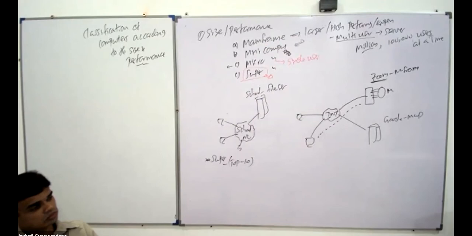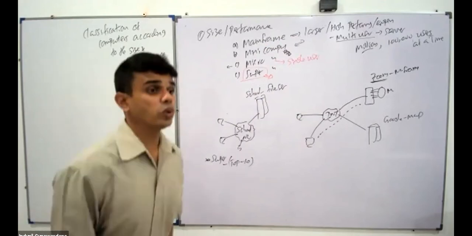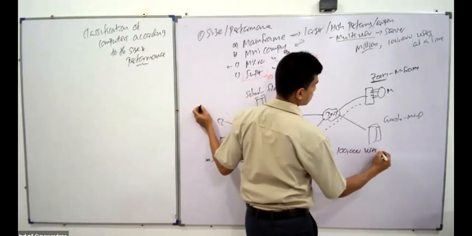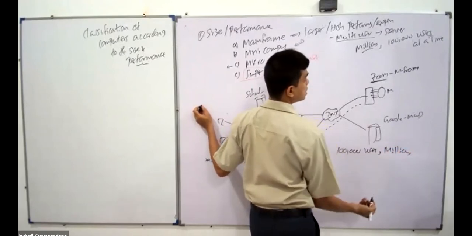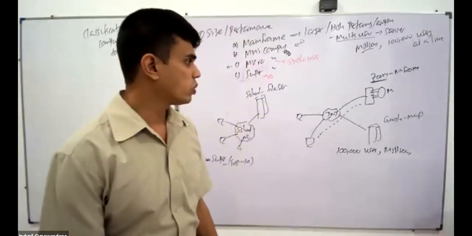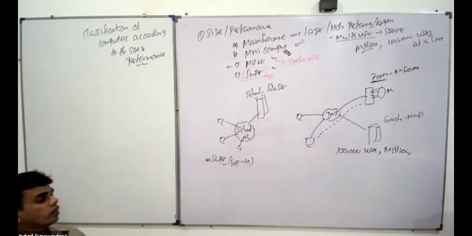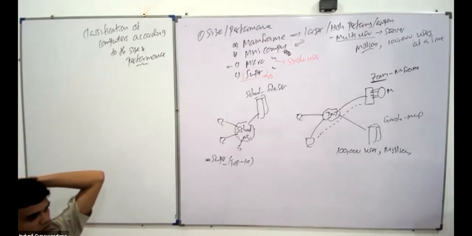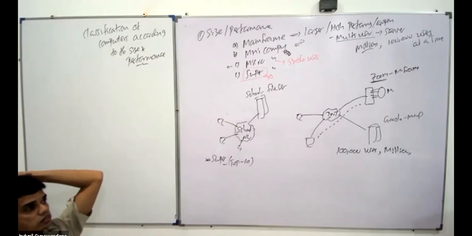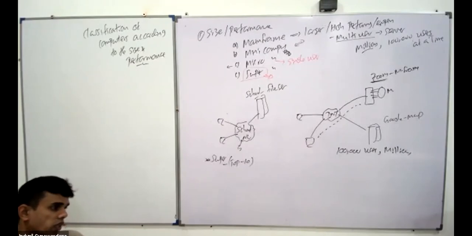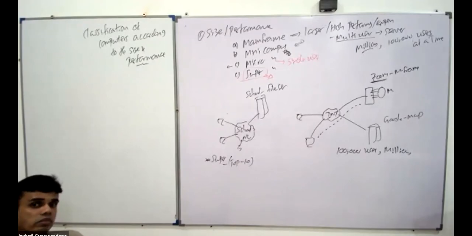Where 100,000s of users, comma, millions of users, can use the specific computer at a time. Next point.